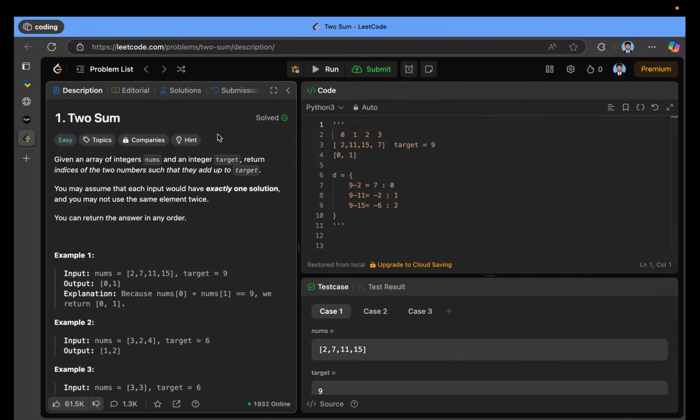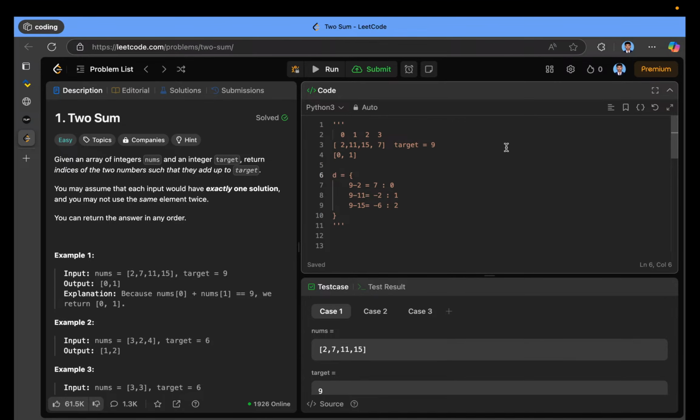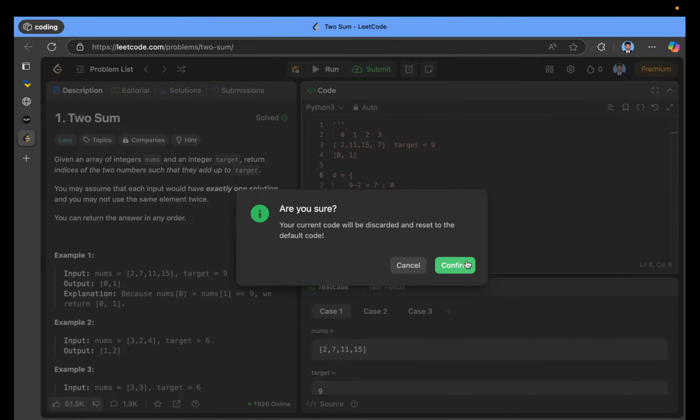Okay, I think this question is already solved by me. Well, let's solve it again.